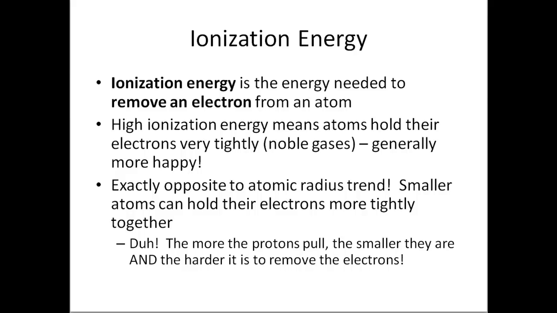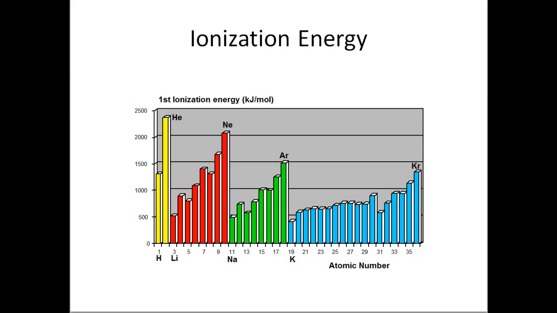So here's a different way to look at trends. This is more of a graph type way instead of the chart that you saw before. We've got atomic number across the bottom, so we're just going through the elements, and we've got ionization energy on the left as a measure of kilojoules, which is a measure of energy per mole.